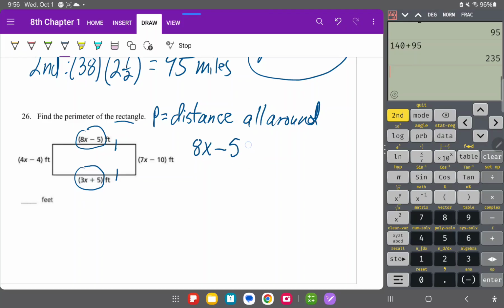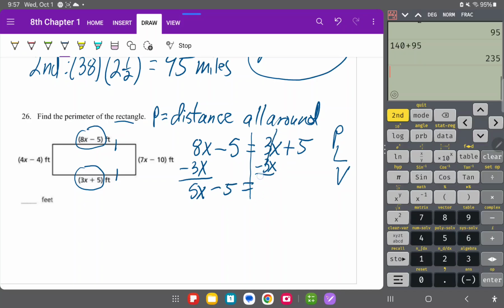8x minus 5 is equal to 3x plus 5. And then after I solve for x, I'll plug it back in to the equation. Okay, so now we're back to what we've been doing this whole time. There are no parentheses. There's no like terms. But I do have this variable that needs to go over there. So I have to subtract 3x like this. So then I'm going to get 5x. Bring down your 5. Bring down your equals. That cancels. And we bring down this 5.